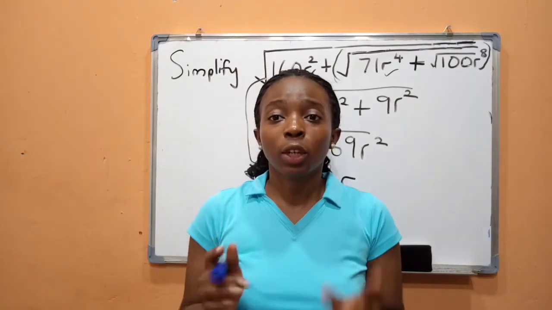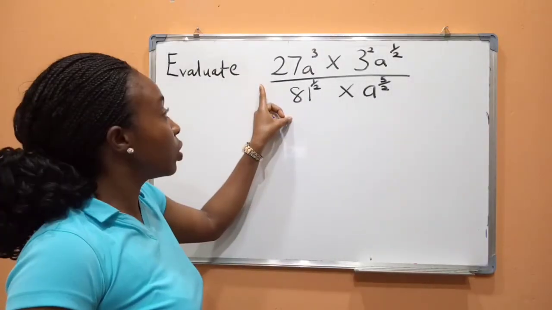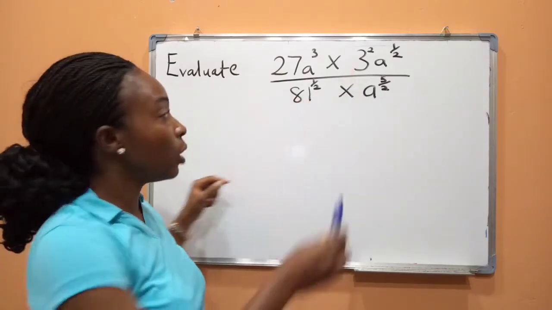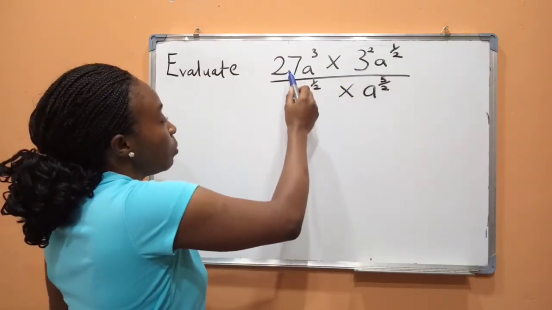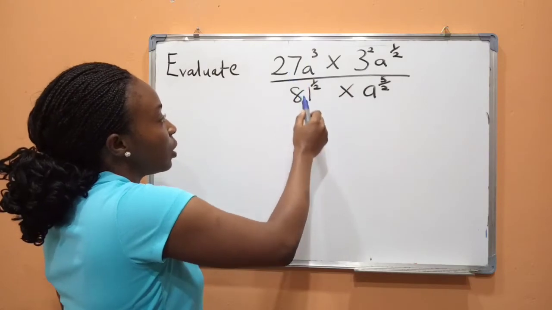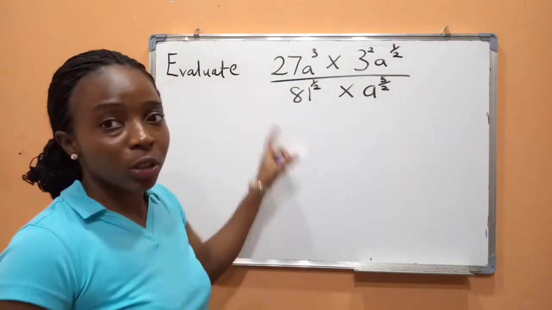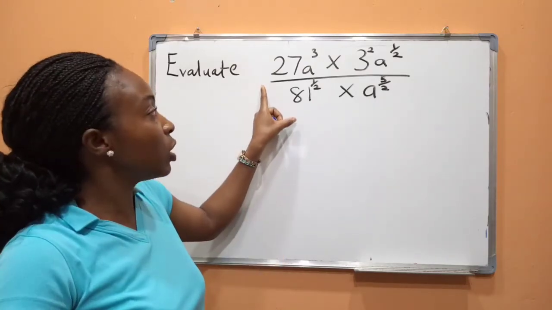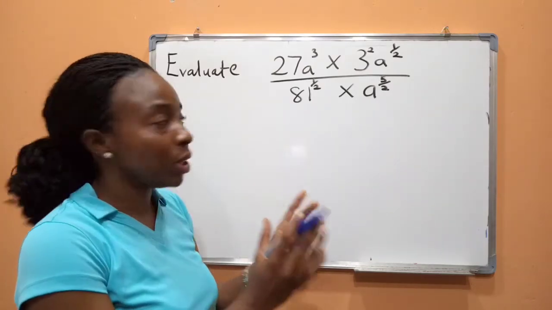Okay, so let's take one more example. Let's go about solving something like this. If you look at this, we have different bases. We have this in base 3, this in base 27, and this in base 81. So whenever you're given something like this, the first thing you want to do is to see if you can have them in the same bases, okay?